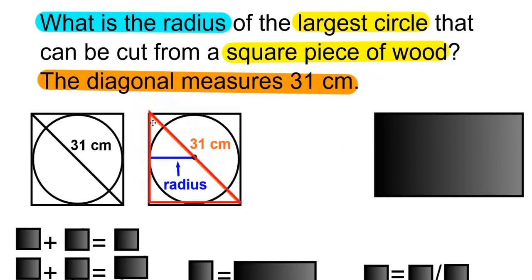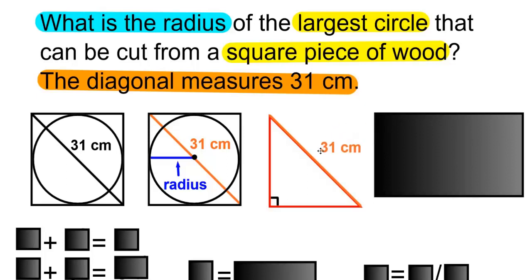To solve this question, we're going to pull a right angle triangle out of this. Pull it out and redraw it. The angle on the bottom left will be 90 degrees. And this line here will be 31 centimeters.